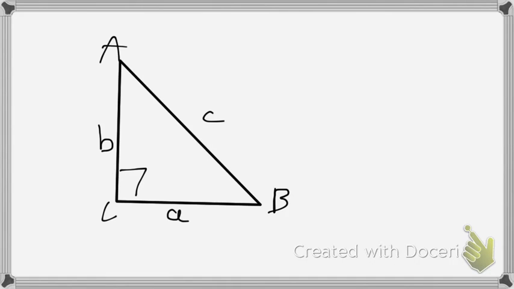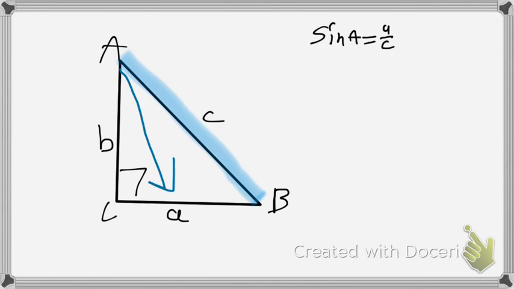So, the sine of A is going to be the opposite over the hypotenuse, and that is going to be A over C. Why? Because as we can see, A is opposite of A, and then the hypotenuse is C. So the sine of A is opposite over hypotenuse. When we're talking about this, we're talking about the sides. So the sine of an angle is a ratio of the sides.